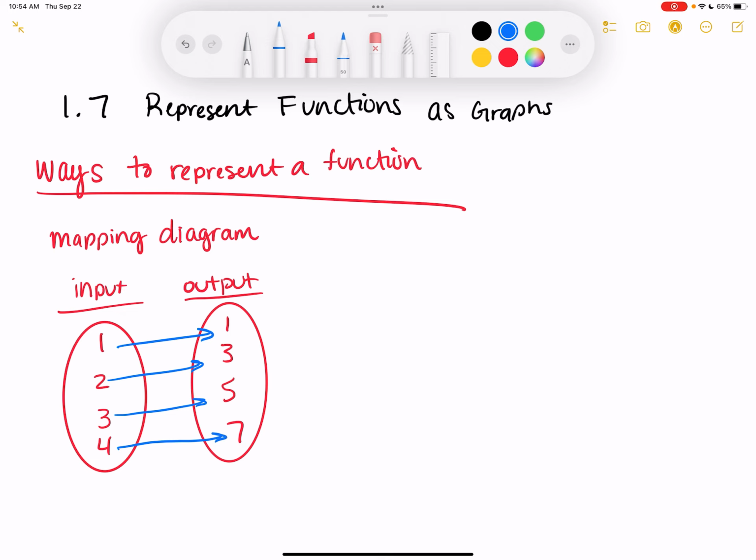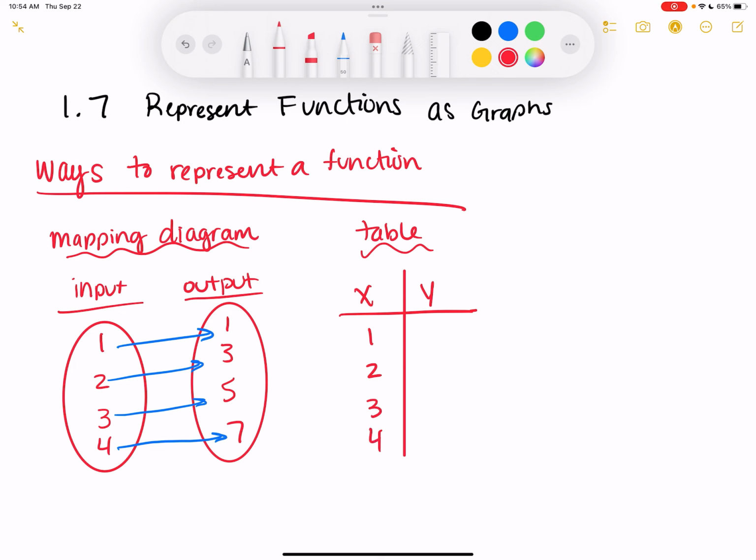Okay, another way is with the table. So that would be like X and Y, and I'm just going to use the same numbers I used over here. So 1, 2, 3, 4, and 1, 3, 5, 7. And these are just going to be in the table like that.